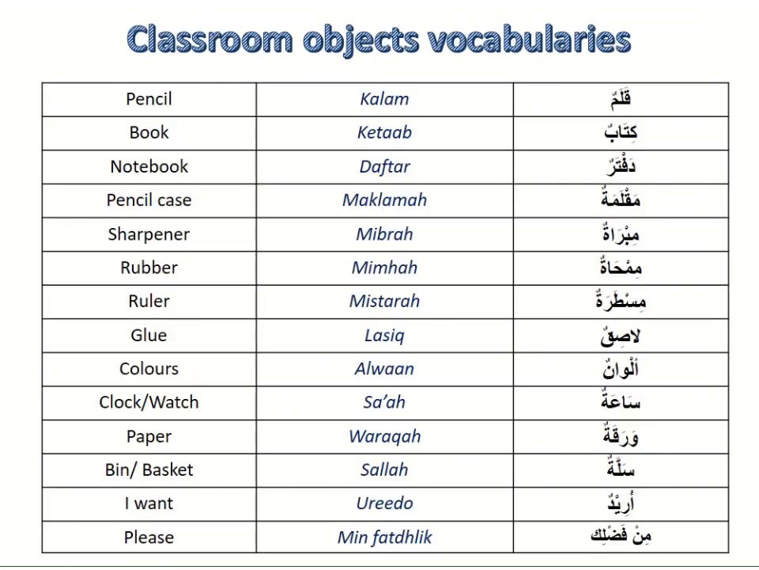Now, this is a list of vocabulary for you. This will help you to learn them or to refer to at any time to know what an object is. Qalamun, this is how to pronounce it in Arabic. Qalamun, pencil. Kitabun, kitabun. Daftarun, daftarun. And I'll leave the rest for you.